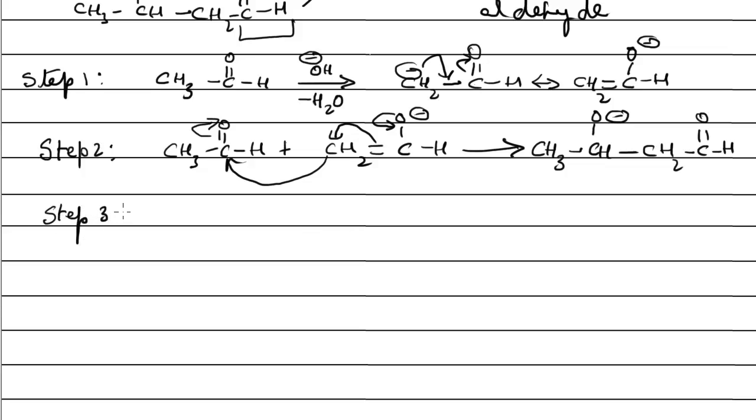So let's move to step 3. In step 3, the product of step 2 accepts a proton from the solvent. The solvent is water.